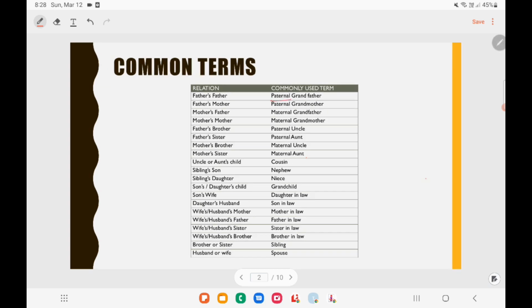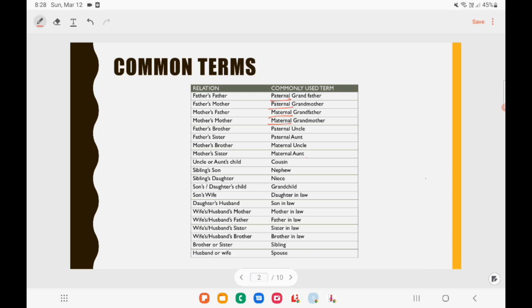When you see the word paternal, it means that it is on the father's side. For example, if the question is about paternal grandfather, it means your father's father. If it's paternal grandmother, it means your father's mother. So everything is on the father's side. When it comes to maternal, similarly, it's about the mother's side. Maternal grandfather means your mother's father. Similarly, maternal grandmother means your mother's mother. So everything is on the mother's side.